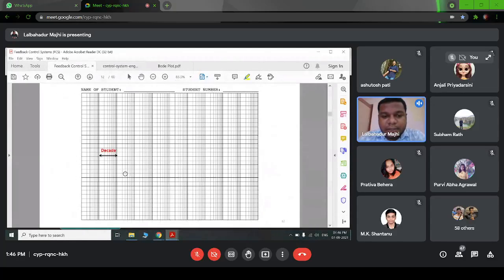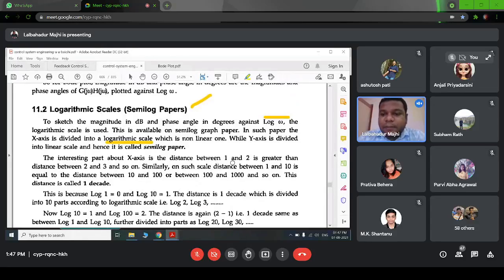If you take 1, then the next will be 10, then 100, 1000, then 10,000. The distance between 1 and 2 is greater than the distance between 2 and 3, and so on. Similarly, on such a scale, the distance between 1 and 10 is equal to the distance between 10 and 100, or between 100 and 1000, and so on. This distance is called 1 decade, that is 1 to 10, 10 to 100, and 100 to 1000.